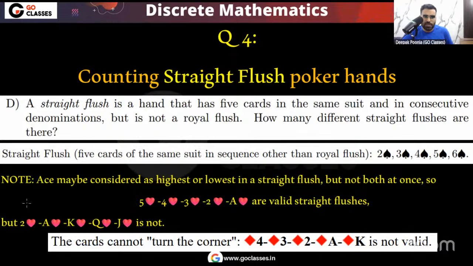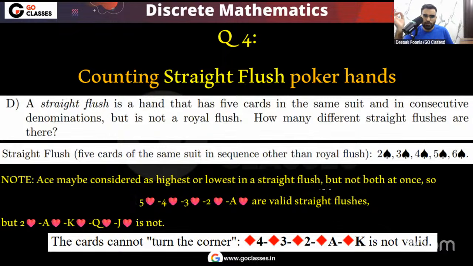Look at this example. In this example, ace is both the lowest and the highest. If I ask you what is the highest, you will say ace. Ace is highest. If I ask you what is the lowest, then also you will say ace. Ace is the lowest. So this is what I am saying, that you can consider ace as the highest or you can consider ace as the lowest, but you cannot consider ace as both at once. So this type of example you cannot do.